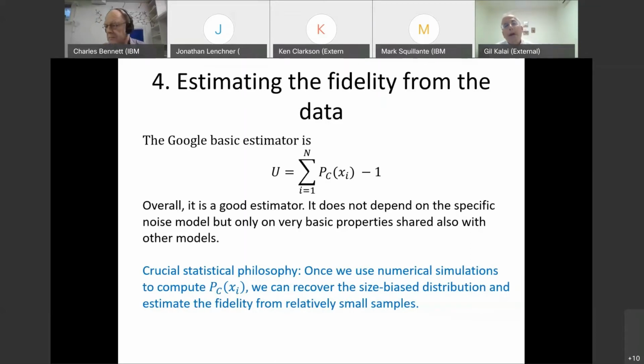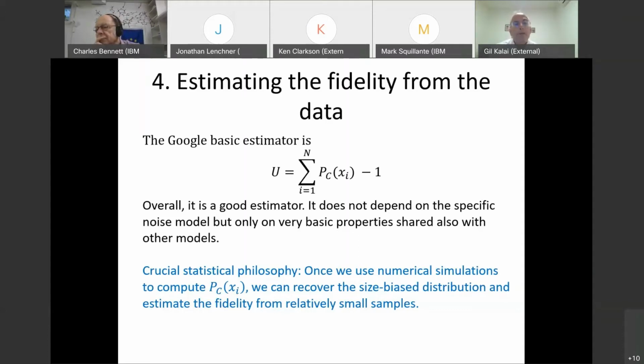And again, there is a typo here. You need to divide by n and then subtract 1. And this is an estimator for the fidelity. Overall, it is a good estimator. The clever thing about it is that even if M, the dimension of the Hilbert space, is very large, let's say you have 40 qubits and a billion dimensional Hilbert space, this estimator is expected to give good results as long as the fidelity is not too small. It does not depend on the specific noise model, but only on very basic properties shared also with other models.